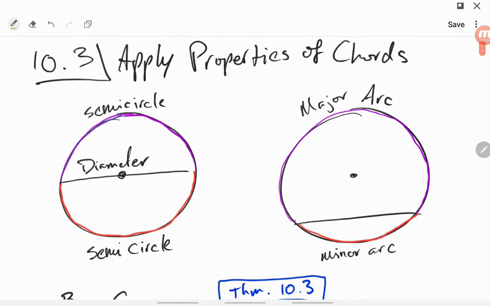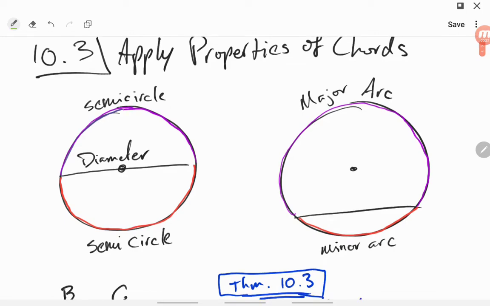Okay, so some vocabulary that we want to make sure that we're comfortable with is what exactly is a chord? And remember, a chord is just a segment that connects from one point on a circle to another point on a circle, right? So I'm going to draw a quick little example of that. If it starts here and ends here, hey, that's a chord. If it starts here and ends over here, looks like a diameter, guess what? Also a chord.